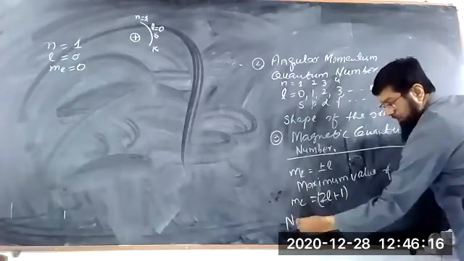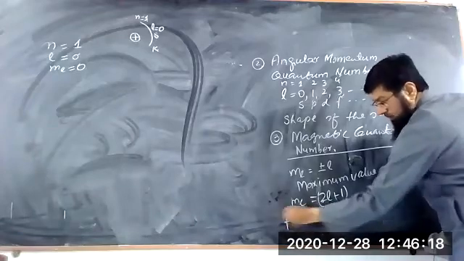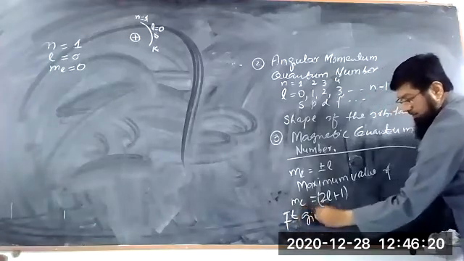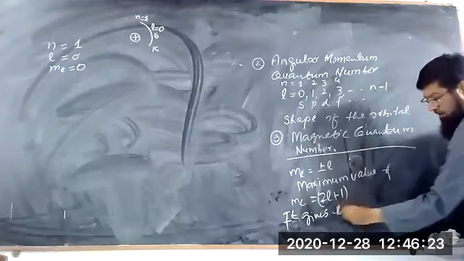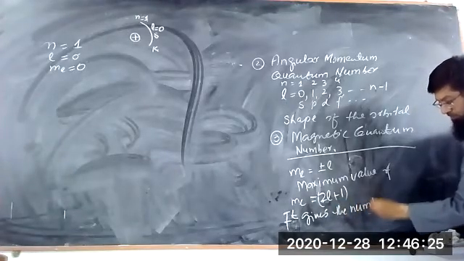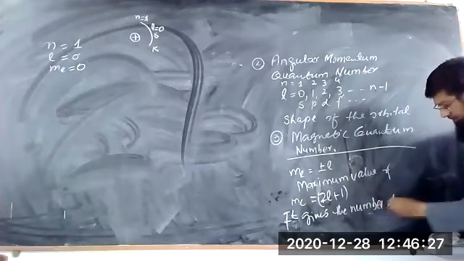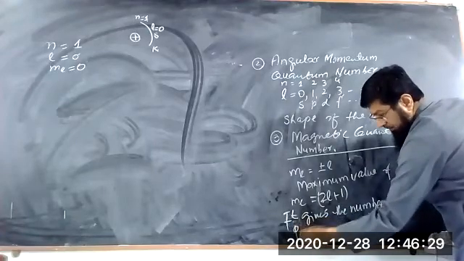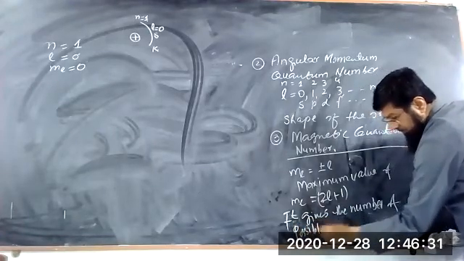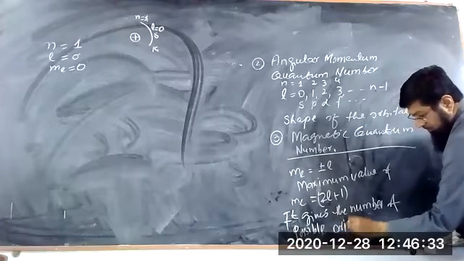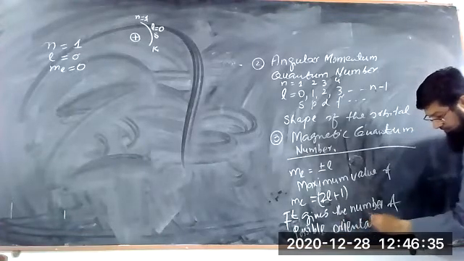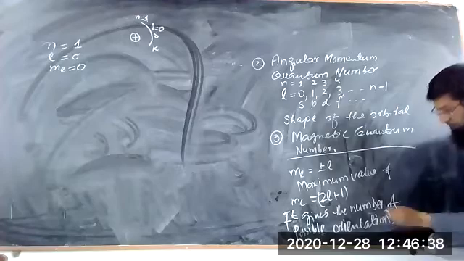So this ml, whose maximum value is this, actually gives the number of possible orientations.